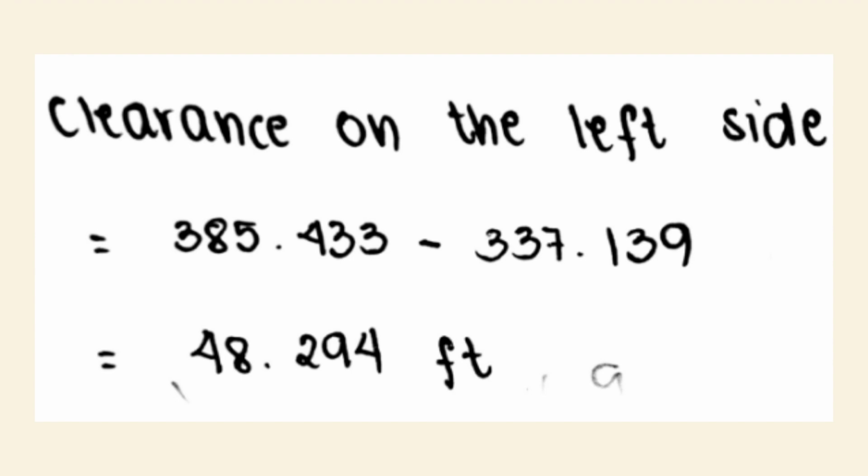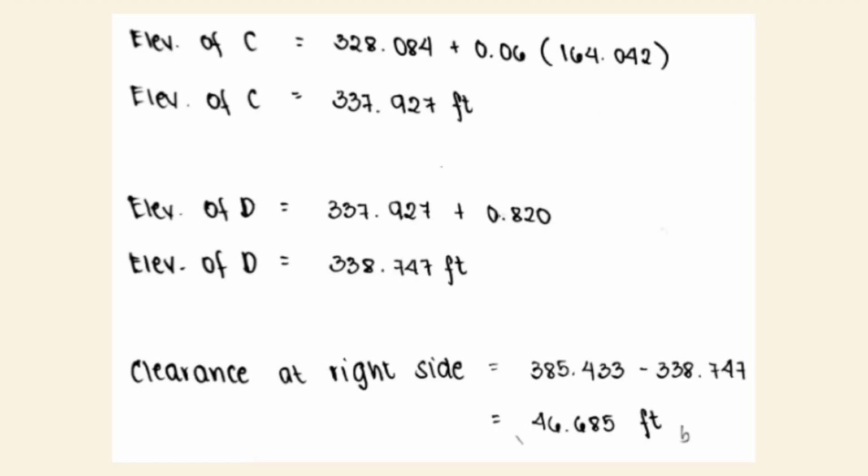Now that we have the values needed, we can now solve for the clearance on the left side of the bridge. Like before in the metric system, the clearance on the left side is simply the elevation of B subtracted from the elevation on the underside of the bridge. So we have 385.433 minus 337.139. Thus, the clearance on the left side of the bridge is now 48.294 feet.